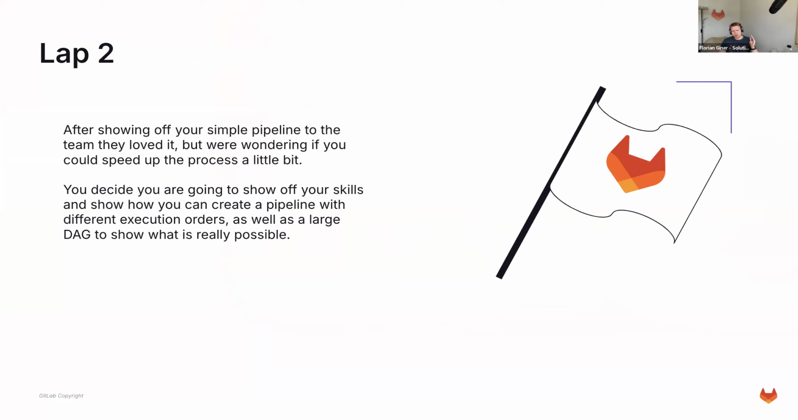So we showed off our amazing simple pipeline to the team. They loved it, but it's still not enough for them. They want more. So they were wondering, how can we speed up the process a little bit? Now, we are the 10x developers, right? We are the GitLab experts. So we decide, okay, let's show off our skills, impress them, and create a pipeline with different execution orders as well as a DAG to show them what's possible.